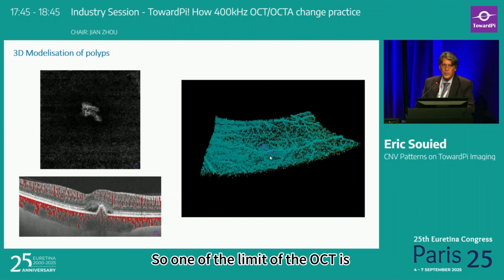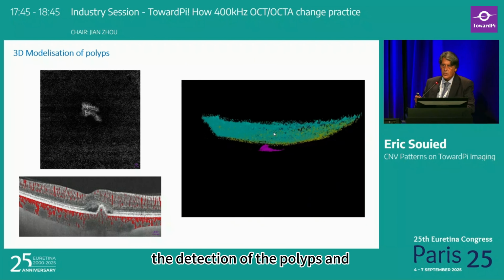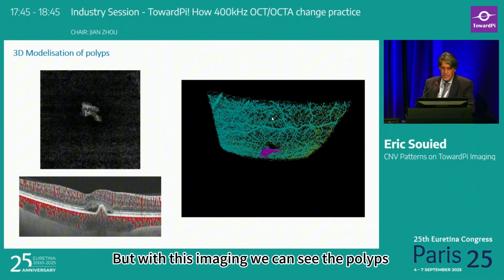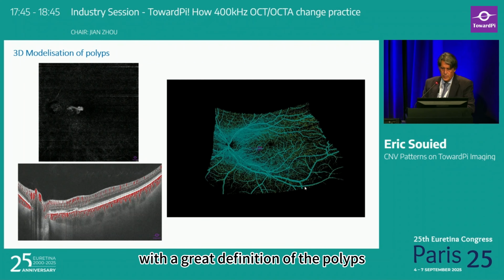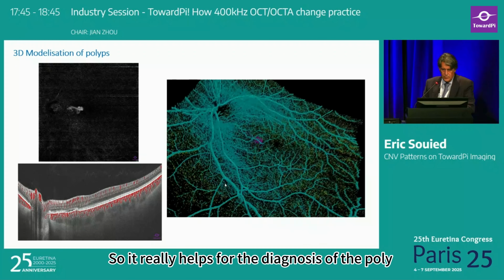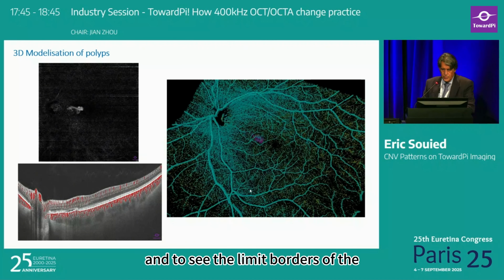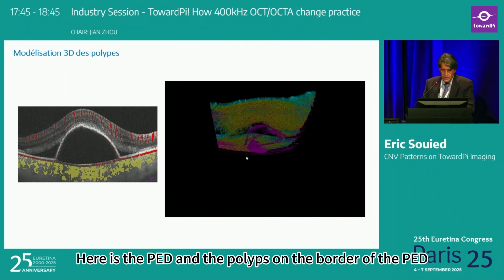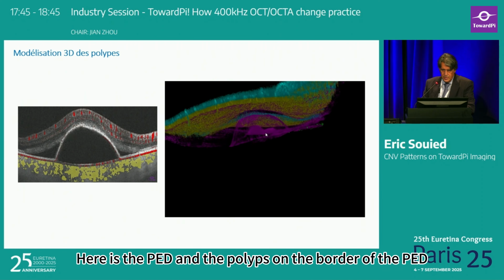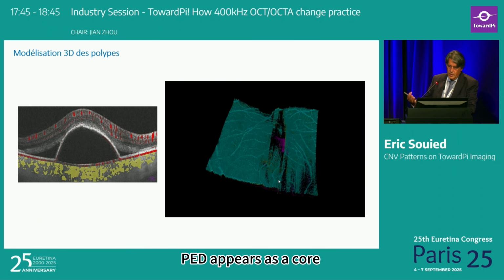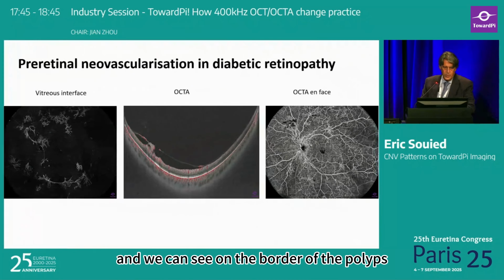One of the limits of OCT is the detection of the polyps. And ICG is really the gold standard, but with this imaging we can see the polyps with a great definition. So it really helps for the diagnosis of the polyp and to see the limits, the borders of the branching vascular network adjacent to the polyps. Here is the PED and the polyps on the border of the PED. The PED appears as a core, and we can see the polyps on the border.